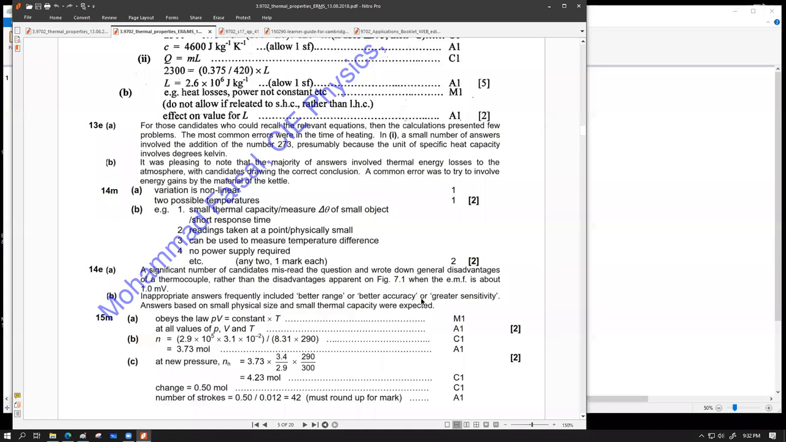Sir, 1 and 2 ta bujhi nai. Thermocouple thermometers have a small thermal capacity or measure delta theta for small objects or short response time.